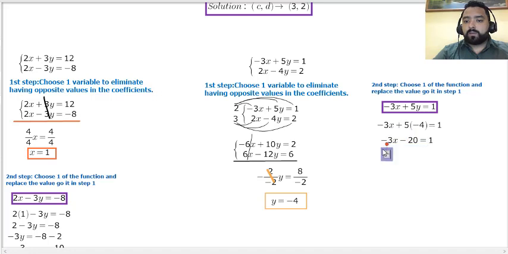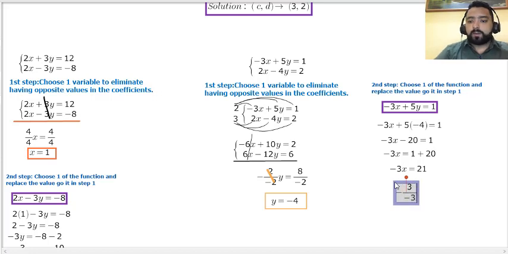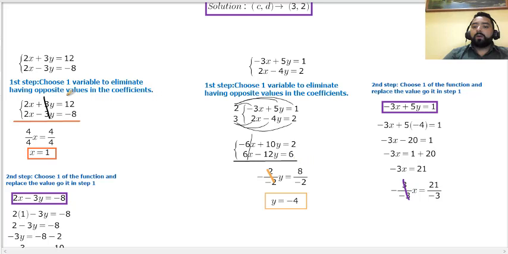Then we are going to do -3x, 5 times negative 4, it's negative 20, equals 1. Then negative 3x equals 1 plus 20. Then we're going to have negative 3x equals 1 plus 20, it's 21. Then x equals 21 divided by negative 3. Remember, we divide both sides by negative 3 to keep the equality in the equation. So we divide this one and we're going to have only x equals negative 7, because 21 divided by negative 3 is negative 7.